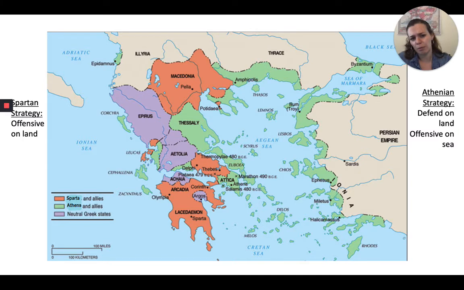It's not going to help that during the war, Athens is going to suffer from a devastating plague, and that's going to lead to the navy being defeated, and Athens is going to surrender.